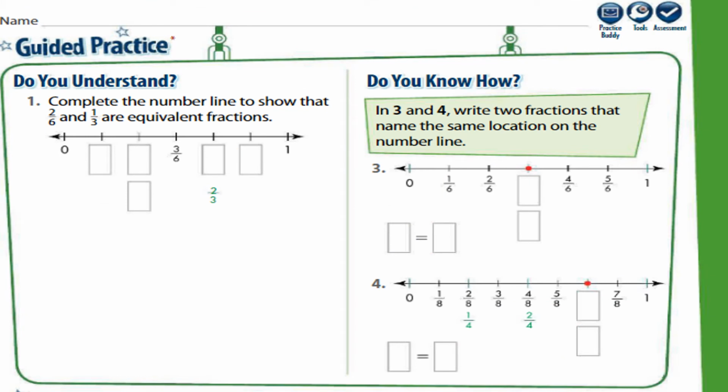Okay, on the next page, question 1, you have to complete the number line to show that 2/6 and 1/3 are equivalent fractions. So what we have to do, first we will write the missing fractions in the boxes. So this number line is divided into 6 equal parts because I can see the denominator 6. Okay, the first part will be... excellent, 1/6. Very nice.